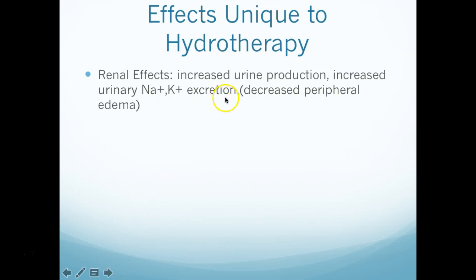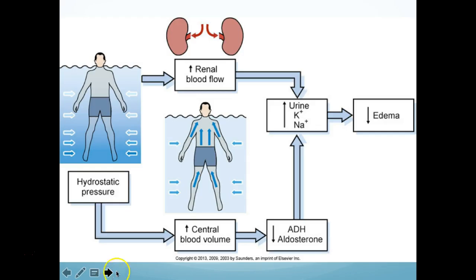So renal effects: increased urine production, increased urinary sodium and potassium excretion. So this decreased peripheral edema. This is something that's unique to hydrotherapy. Okay, so it's kind of just the diagram showing you how that works.